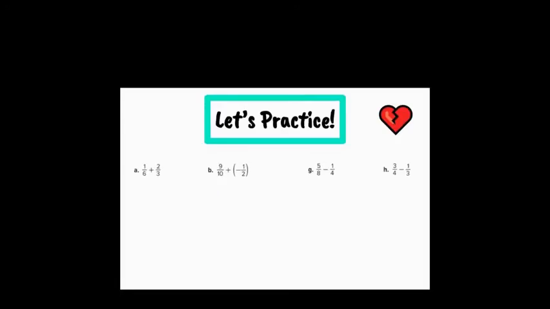Let's try some of these practice problems together. Letter A, 1/6 plus 2/3. So first we need to go through and find all of the multiples of our denominators. So we'll do the multiples of 6 first. 6 times 1 is 6. 6 times 2 is 12. 6 times 3 is 18. 6 times 4 is 24. And 6 times 5 is 30. Like I said, you can go about 5. Some of these you don't have to go that many, but I think 5 is a good number.